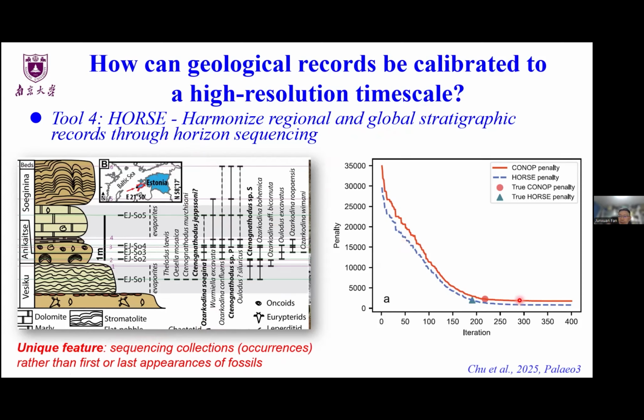So here, this figure shows the performance of the CONOP and the new program. You can see that both of them have the ability to quickly find a good solution. For example, after about 200 or 250 iterations of calculation, both of them can reach a similar good solution. But you can see that the new program, HORSE, can even get a slightly better solution than the CONOP program. But both of them can reach a relatively good solution within limited time.